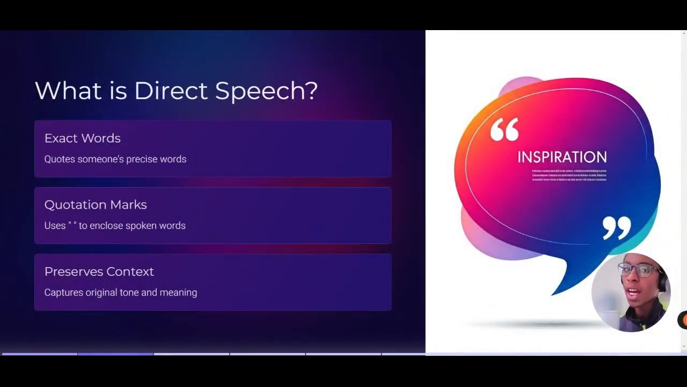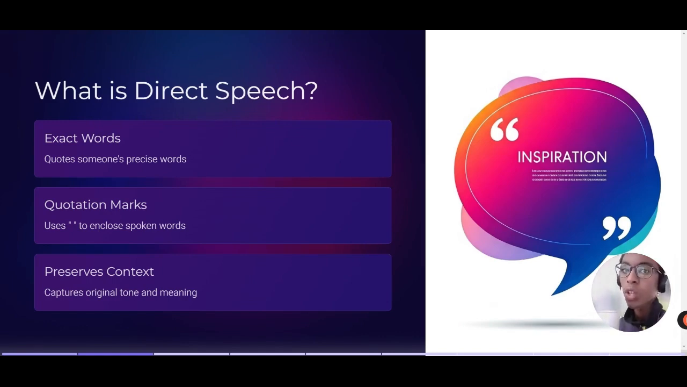Let's talk about direct and indirect speech. So, direct speech is all about quoting someone's exact words. When you use direct speech, you put the words inside quotation marks and write them just as they were spoken. No change at all. It's a straightforward way to report what someone said, and it's perfect for when you need to capture the exact words, for context, tone, and meaning. So if someone says, "I'm heading to the store," you write exactly that, keeping it clear and precise.